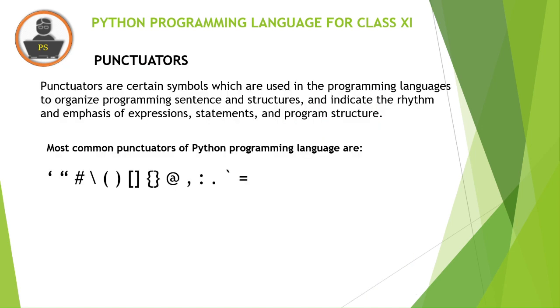Punctuators, these are certain symbols which are used in programming languages to organize programming sentences and structures and indicate the rhythm and emphasis of expressions, statements and program structures. Suppose if you want to show b square minus 4ac, calculations or something, how will we do it? We will have to write it in a proper way by using these punctuators also. Okay, like if we want to use something in calculations, we can use it.